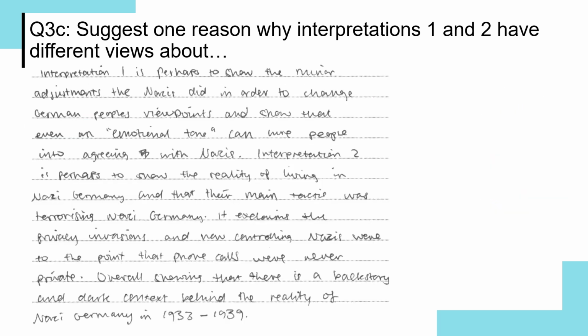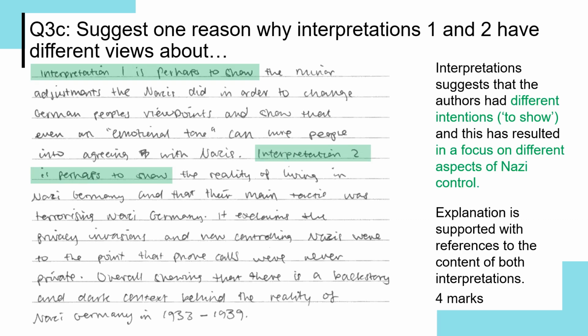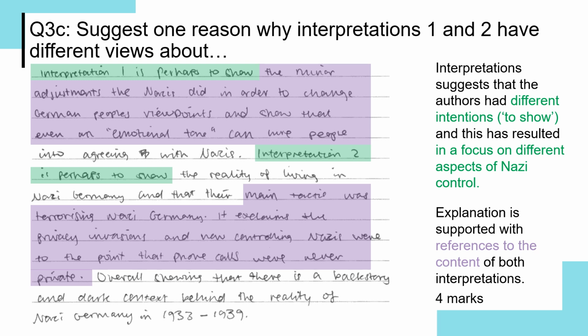Let's look at another high-performing answer that approaches it in a different way. This answer suggests that the authors have different interpretations because they had different intentions to show, which has resulted in a different focus on different aspects of Nazi control. Then, as is required by the mark scheme, the explanation is supported with reference to the content of both the interpretations. This student is awarded the full 4 marks available.